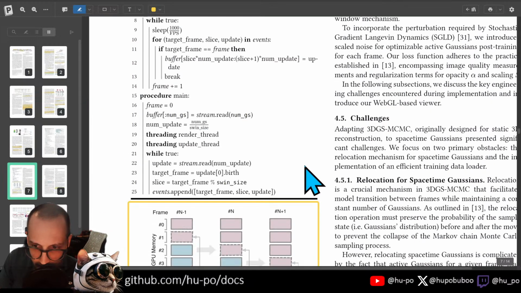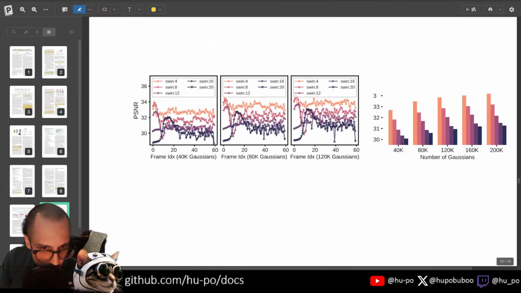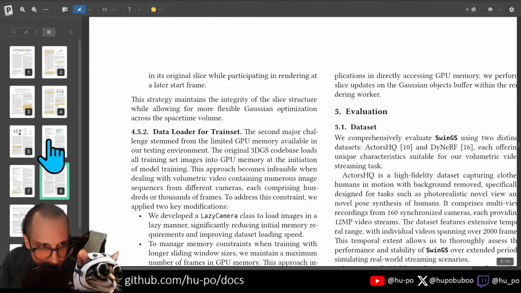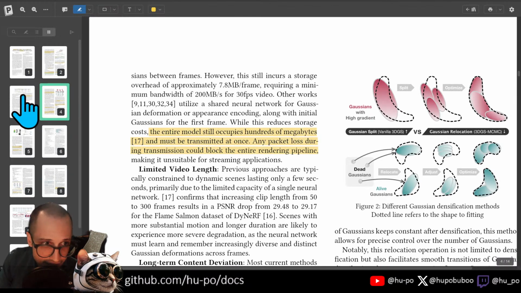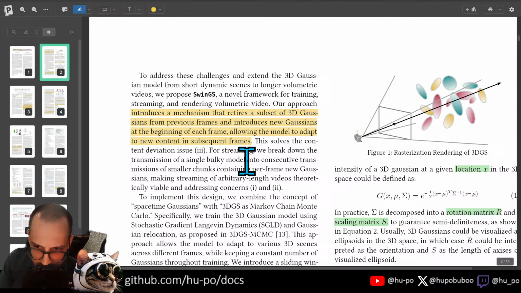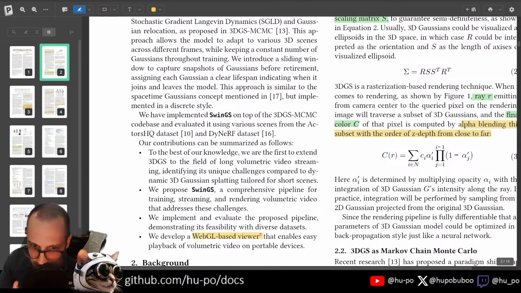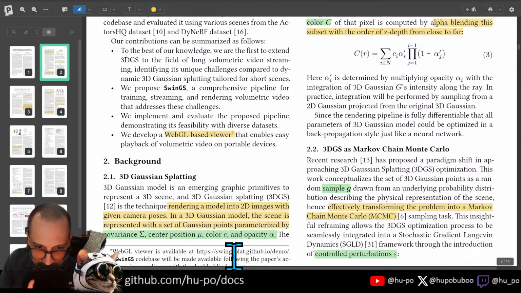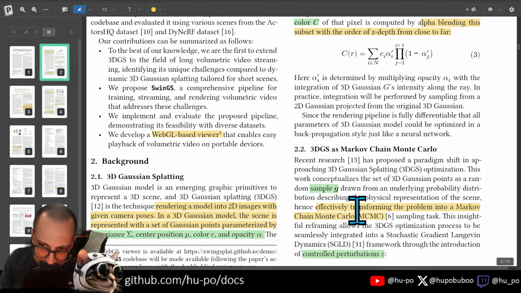And okay, so one thing that is relevant to that popped up in a couple of these papers is this new idea that I hadn't really seen before, right? And this is this idea of transforming the problem into a Markov chain Monte Carlo sampling task.